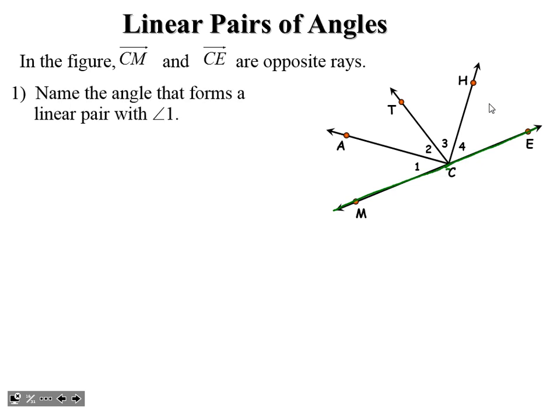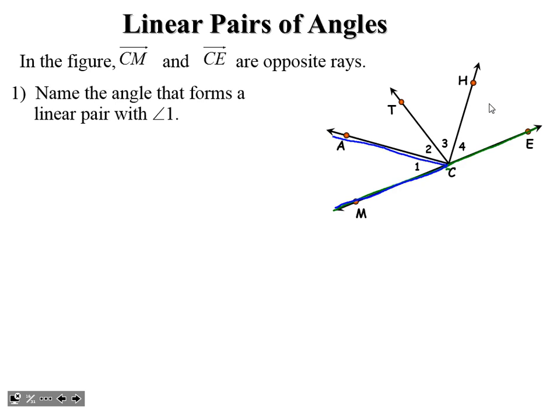So looking at this, we want to talk about what angle forms a linear pair with angle 1. So remember, they have to be adjacent. So here's angle 1. What sides does this new angle have to have? There's two sides that it has to have. In order for it to be adjacent, it has to share a side with angle 1. And then it has to end up making an opposite ray with CM.